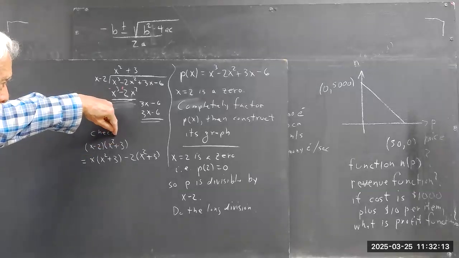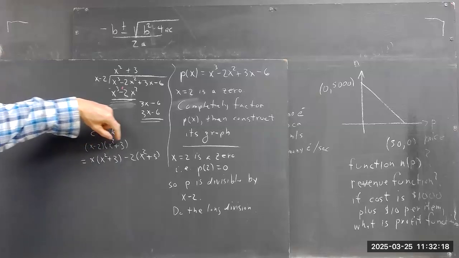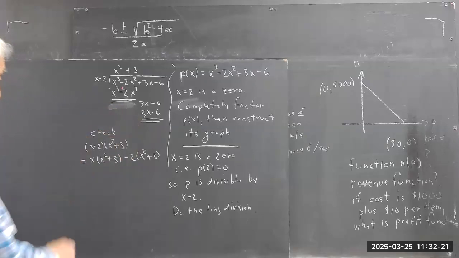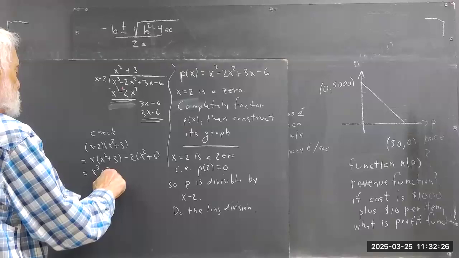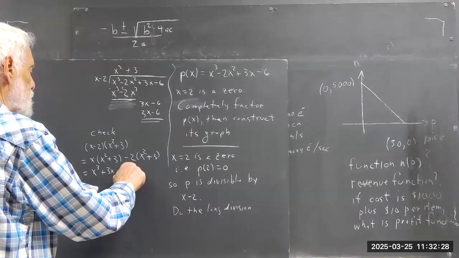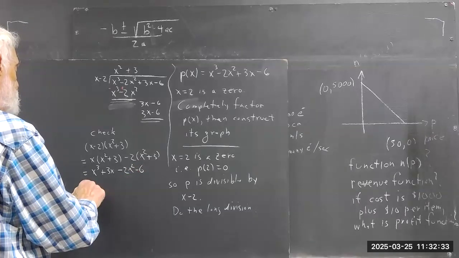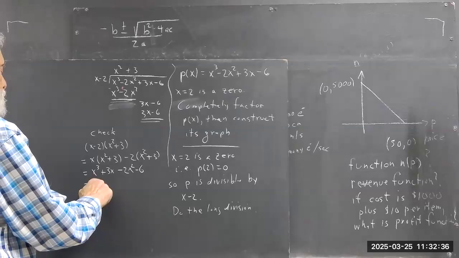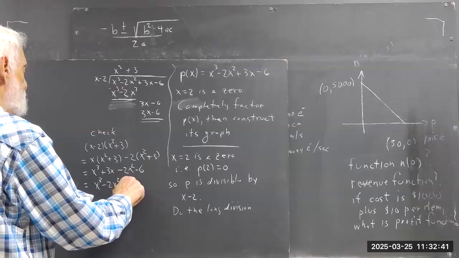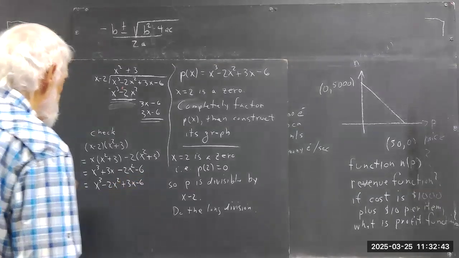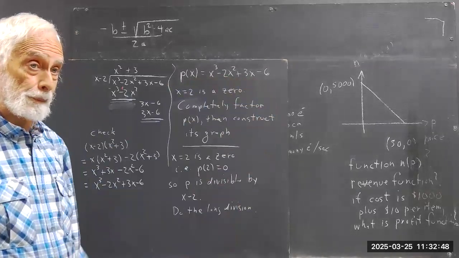X minus 2 multiplied by x squared plus 3 is x times x squared plus 3 minus 2 times x squared plus 3. That gives us x cubed plus 3x, and then it's going to give us negative 2x squared minus 6. Then putting these terms into order of decreasing power, we say that x minus 2 times x squared plus 3 is equal to this. Okay?